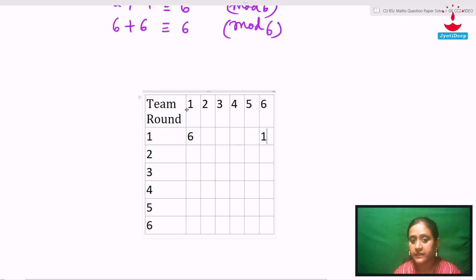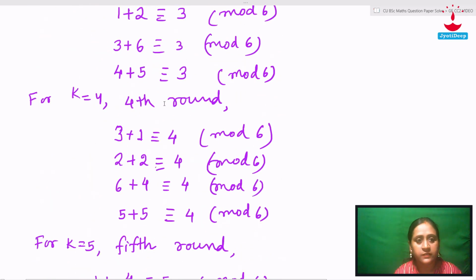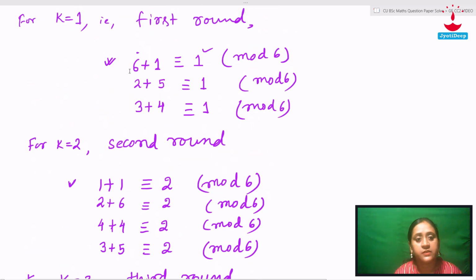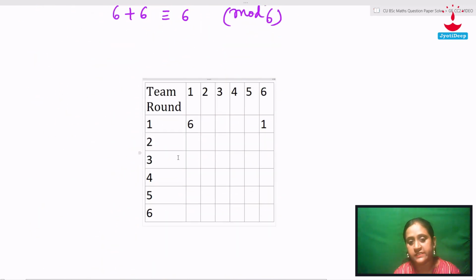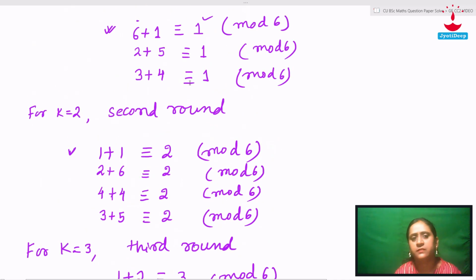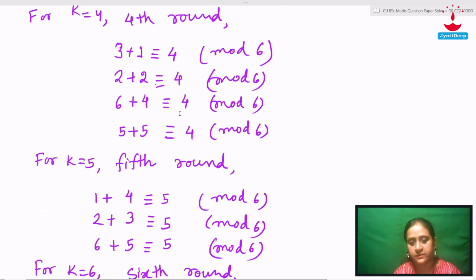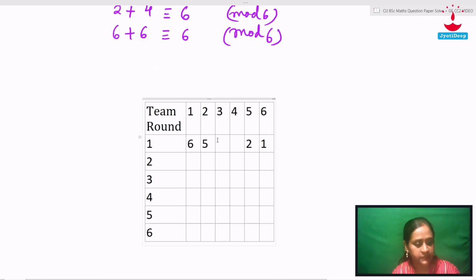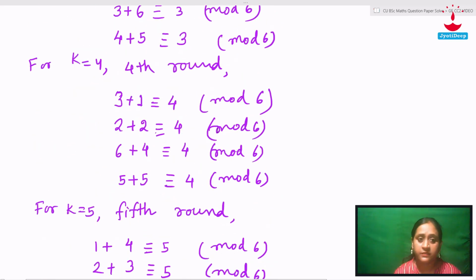See, first team is playing with sixth team, so sixth team is playing with first team. Okay, now the second one, it was 2 plus 5, that means second team, fifth team. Go and fill the table. Second team is playing with fifth team, so fifth team will play with second team. And now third and fourth. Third team is playing with fourth team, so fourth team will play with third team. First round completed. Similarly, we have to fill all the rounds.